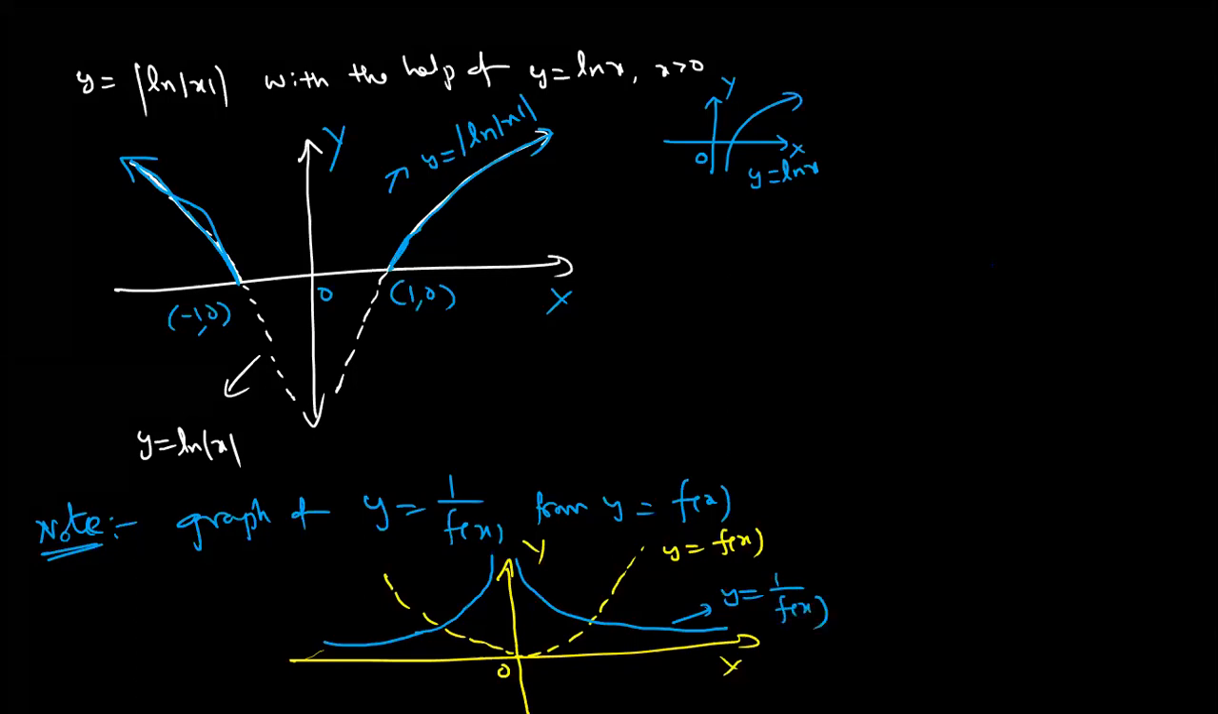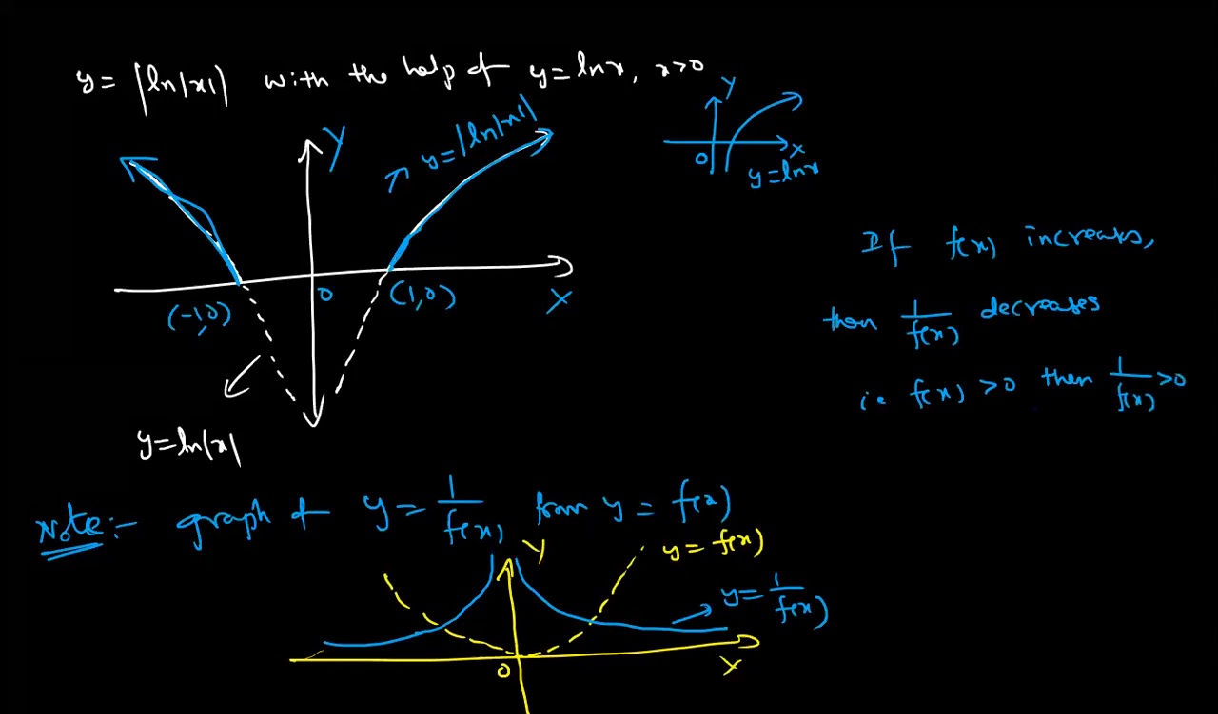We'll discuss one example also. What is the meaning here? If f of x increases, for example, then 1 by f of x decreases. That is, f of x greater than 0 means 1 by f of x is also greater than 0. But one is increasing, one is decreasing. That is the meaning.